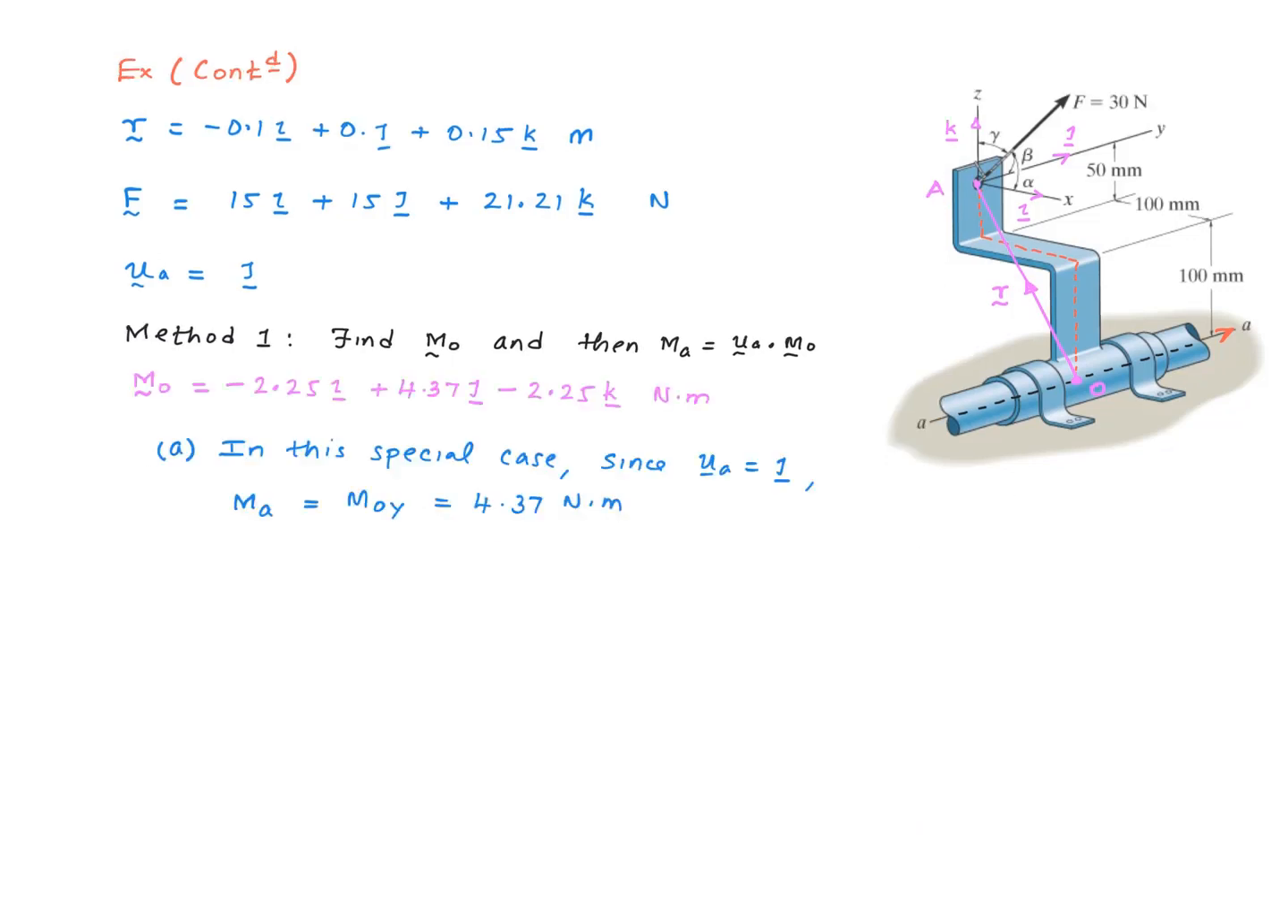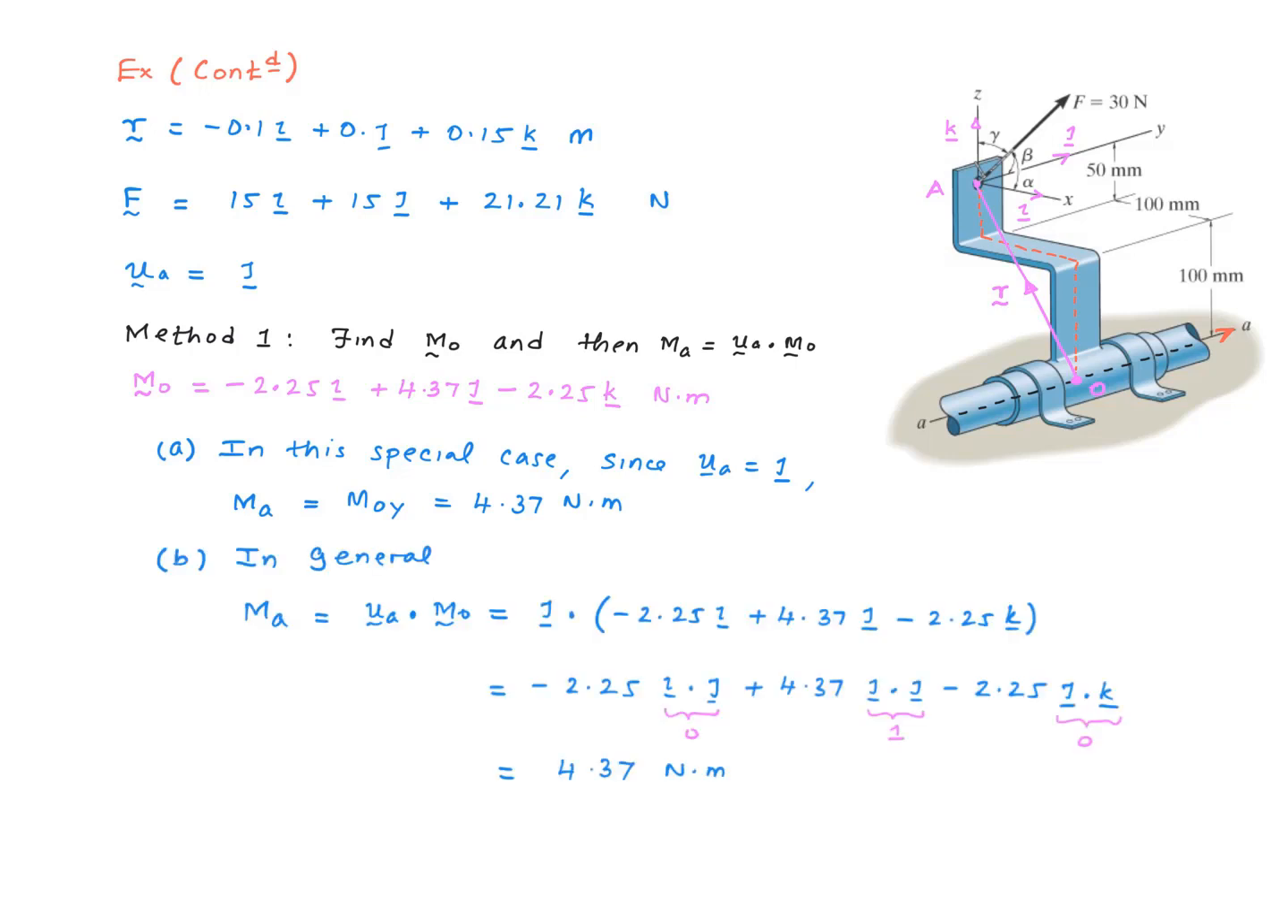Now this is a special case where we know the unit vector along the a-axis is identical to the unit vector along the y-axis, right? And therefore the moment about the a-axis must be exactly equal to MOY. In other words, the y component of the MO vector, which is 4.37 Newton meter. So we can right away identify the value for the moment about the a-axis to be 4.37 Newton meter.